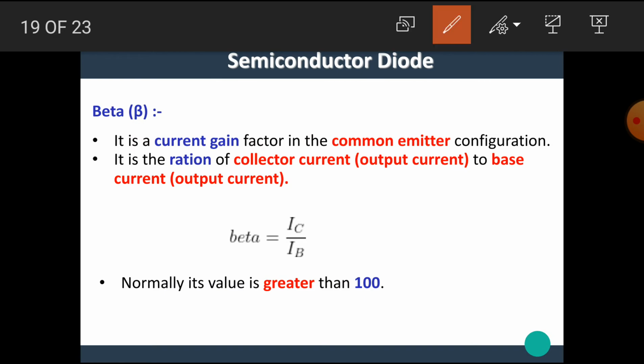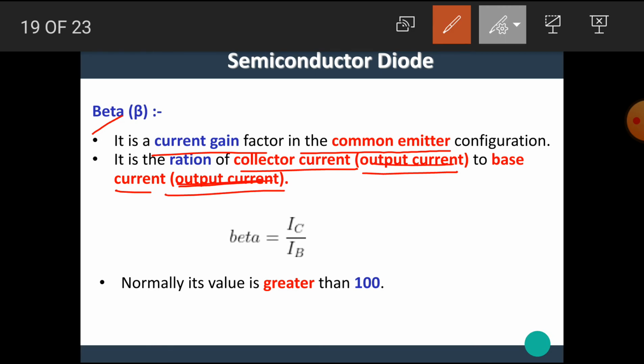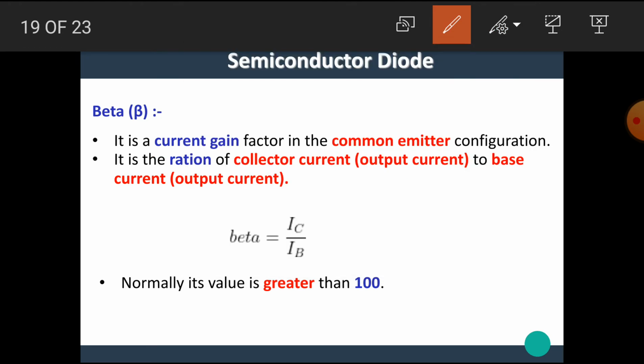The next parameter is beta. It is the current gain factor in the common emitter configuration. It is the ratio of collector current or the output current to the base current. Sorry, one mistake here. The beta is the ratio of collector current to the base current, IC upon IB. Normally, its value is greater than 100.